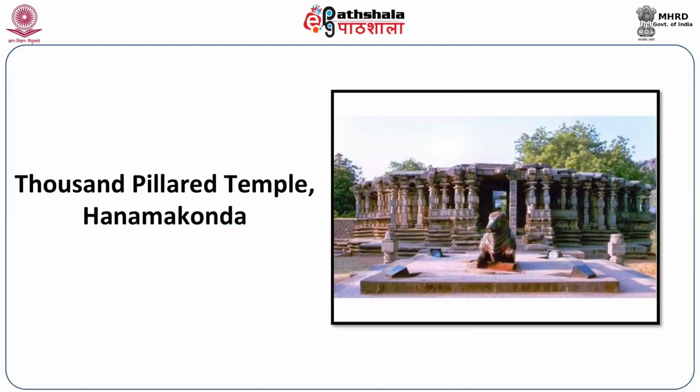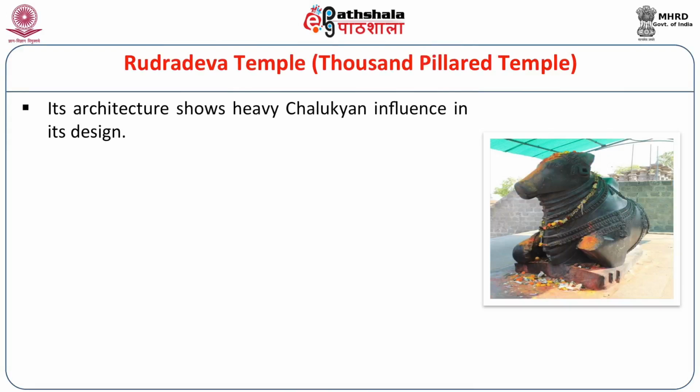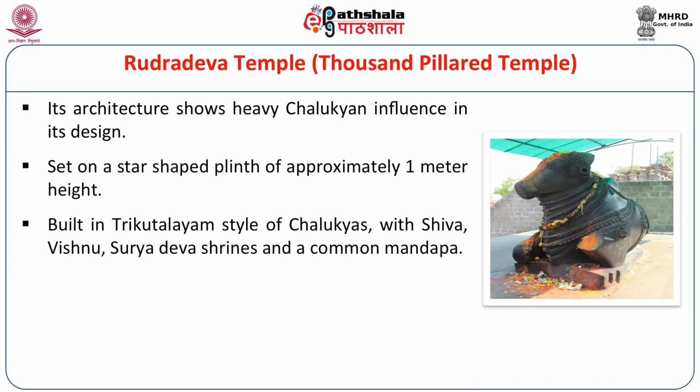The 1,000-pillared temple at Hanamkonda is one of the earliest and finest examples of the architectural style of the Kakatiyas. Hanamkonda was the first capital of the Kakatiyas, settled by Rudradeva I. The architecture of this temple shows heavy Chalukyan influence, whether it is the plinth or the Trikutalaya design. Both of them show a heavy influence of the Chalukya style of temple architecture.